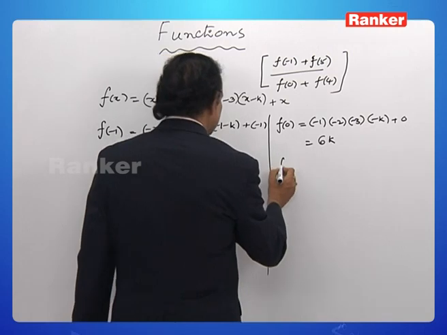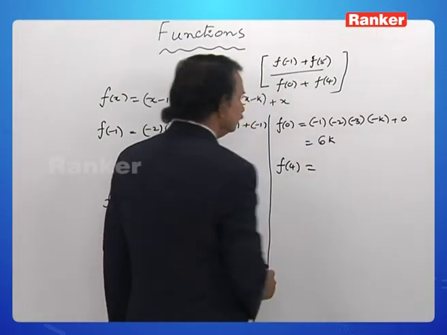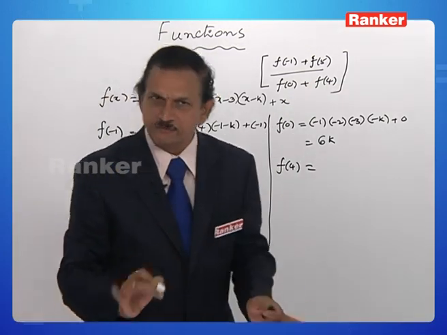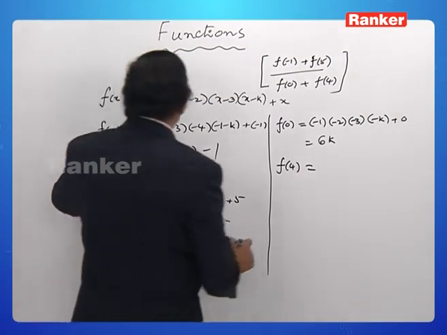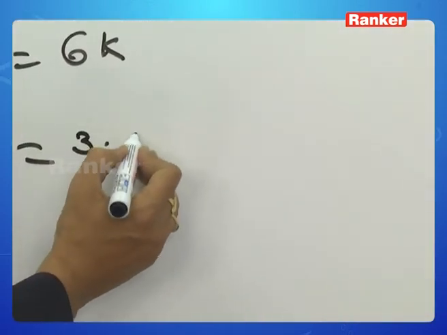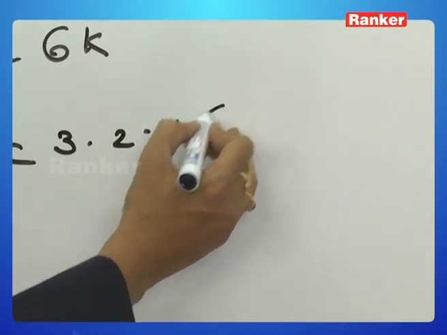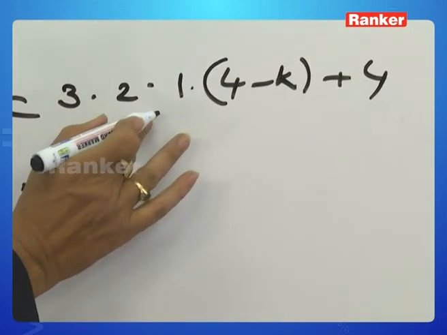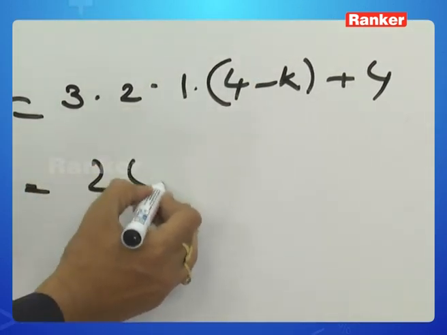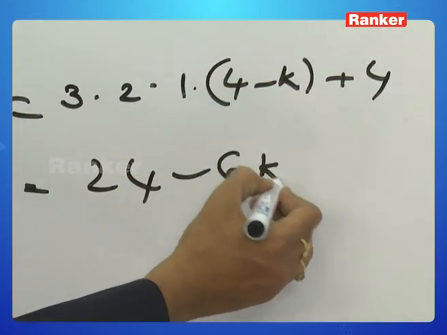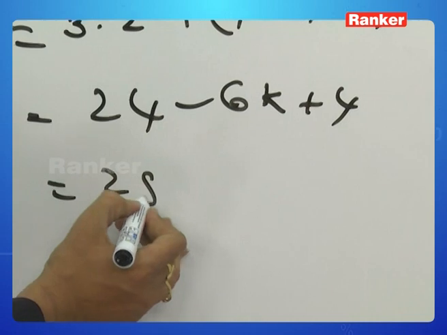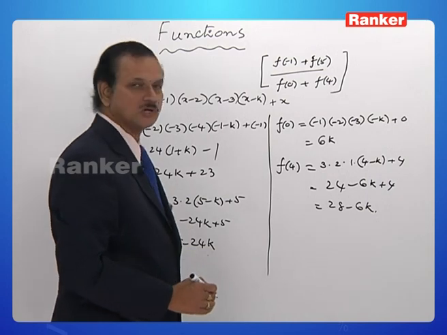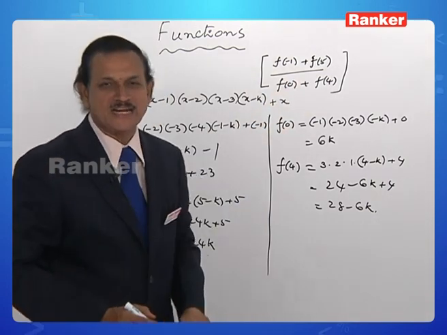What is f(4)? The last thing that we are supposed to find in estimating this answer. f(4) is also a bit known. What is f(4)? (4-1) is 3, (4-2) is 2, (4-3) is 1, into (4-k), plus 4. Total: 3 twos are 6, 6 ones are 6, 6 into (4-k) is 24 - 6k, plus 4. Altogether, 28 - 6k. Well, we have found almost all the things required to make an attack on the question.